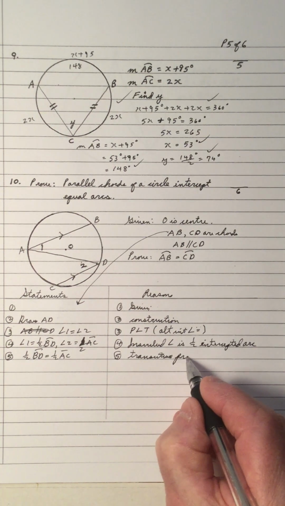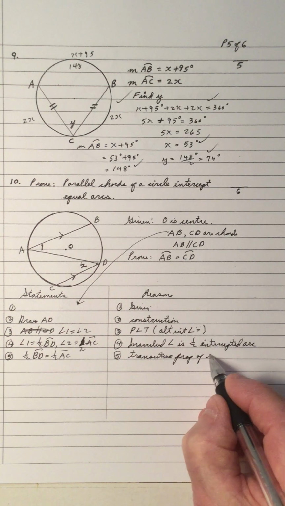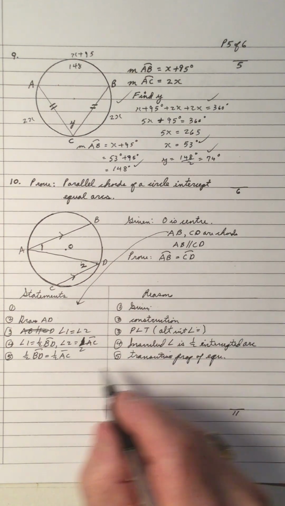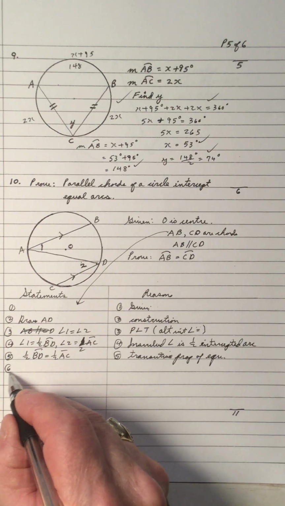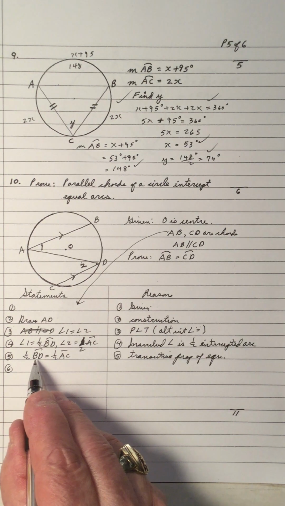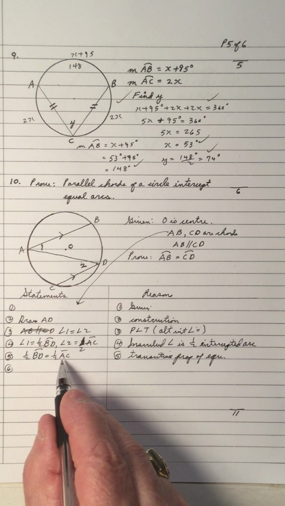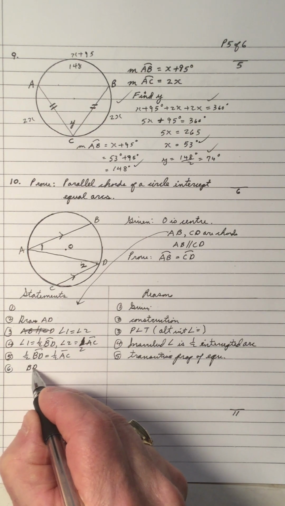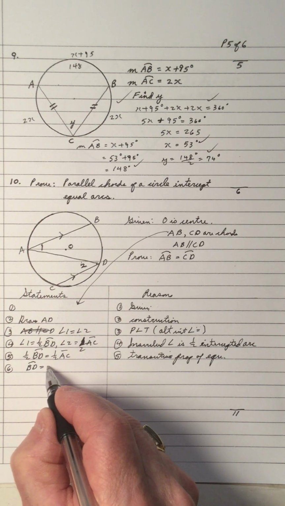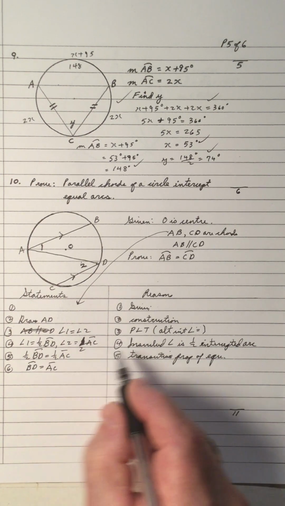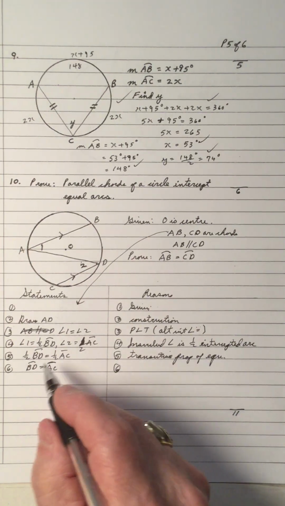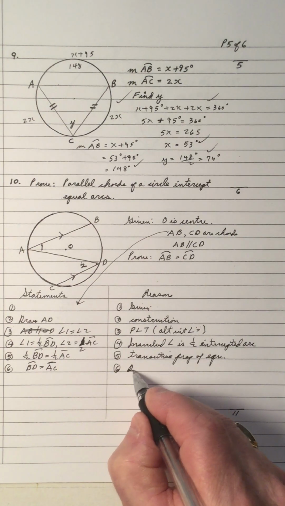Transitive property of equality. Just take some shortcuts here. And because we have a half of BD equals a half of AC, we can divide by a half. So the arc BD equals the arc AC. And this is an arc. So we can do the division.